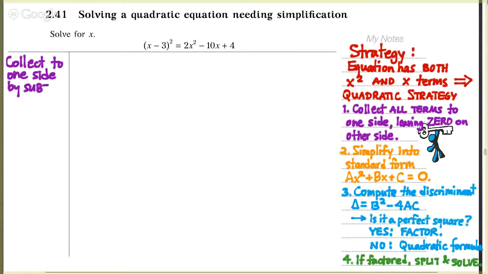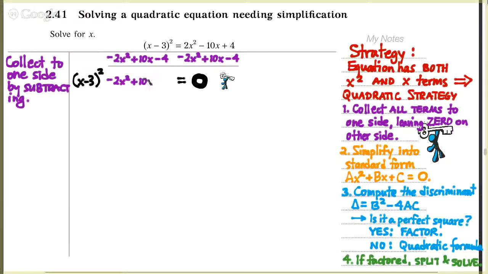First, we're going to collect all of our terms in this equation onto one side. And as always, the way to move terms from one side of an equation to another is by adding or subtracting. So I'm going to take all the terms on the right-hand side of this equation and subtract them so that the right-hand side becomes 0.